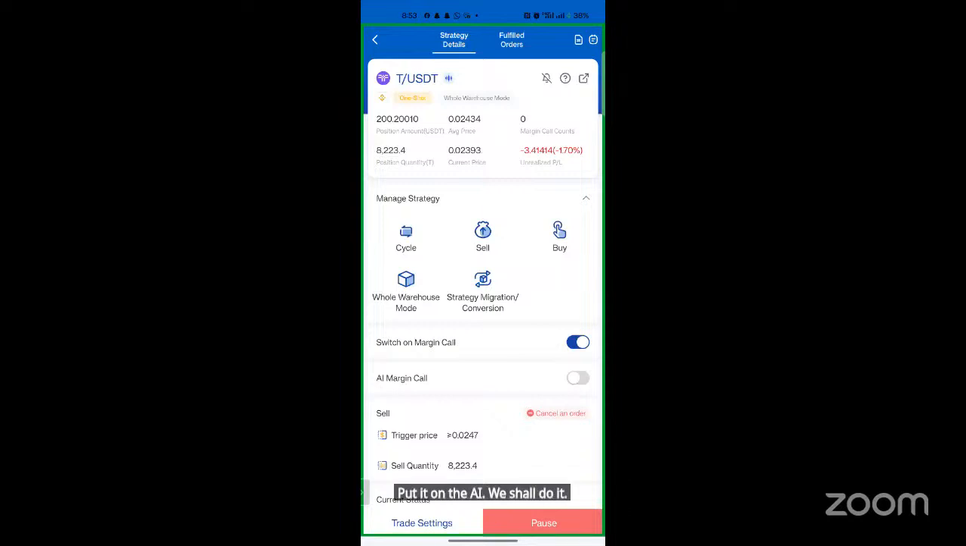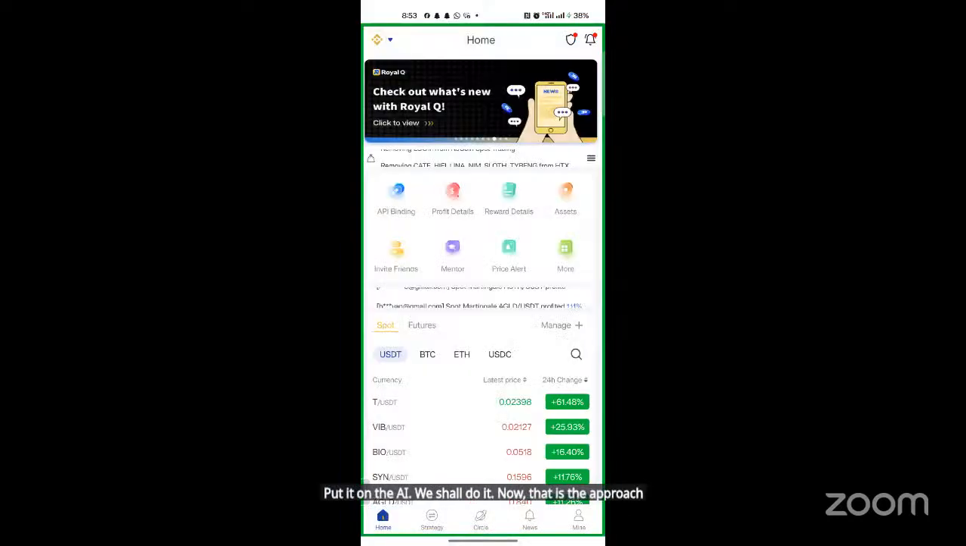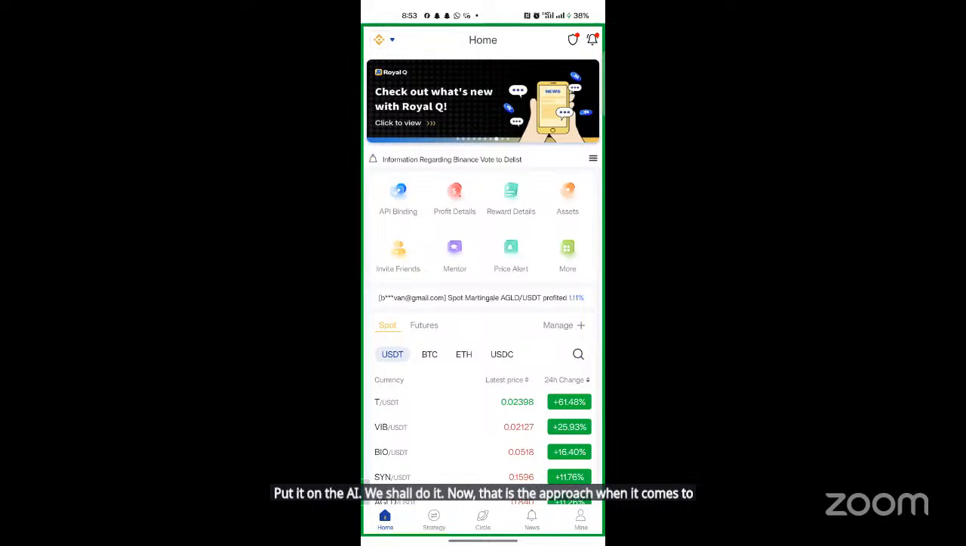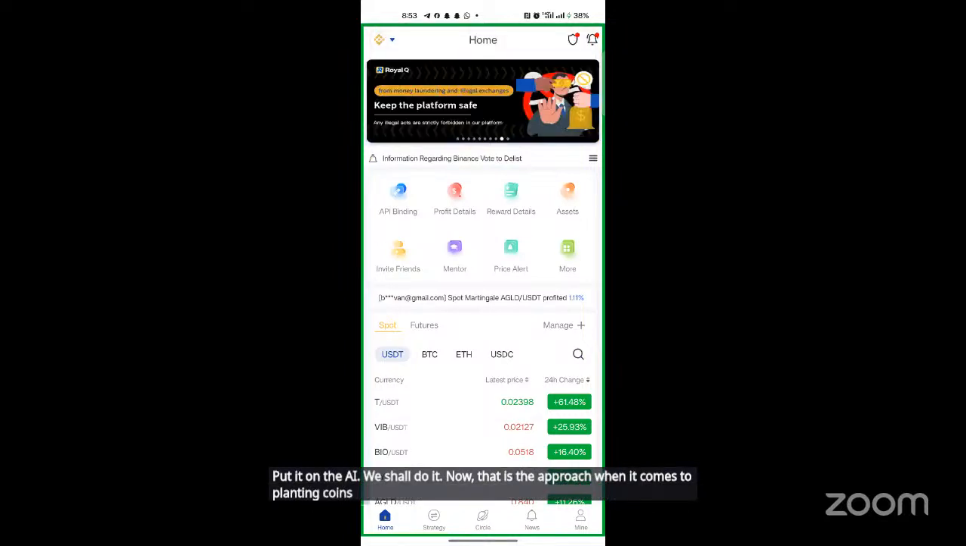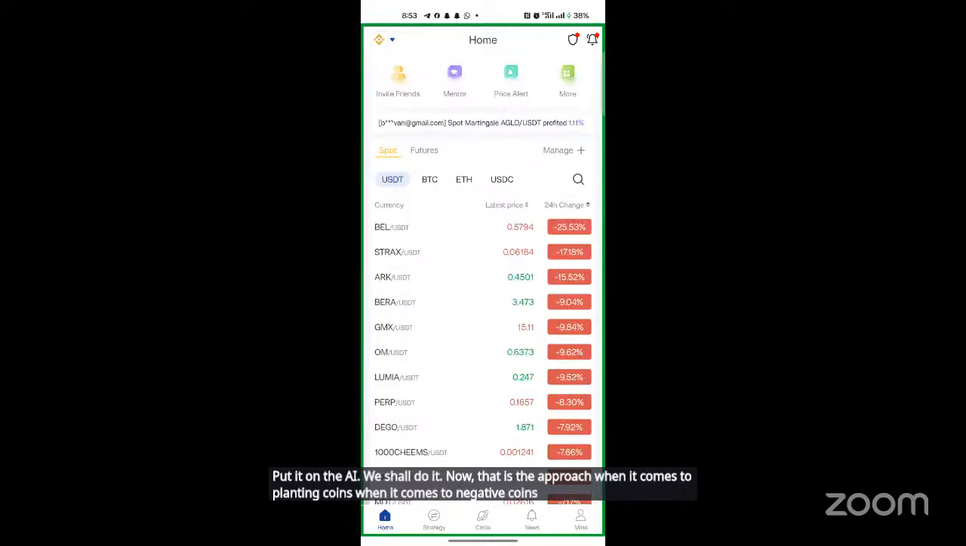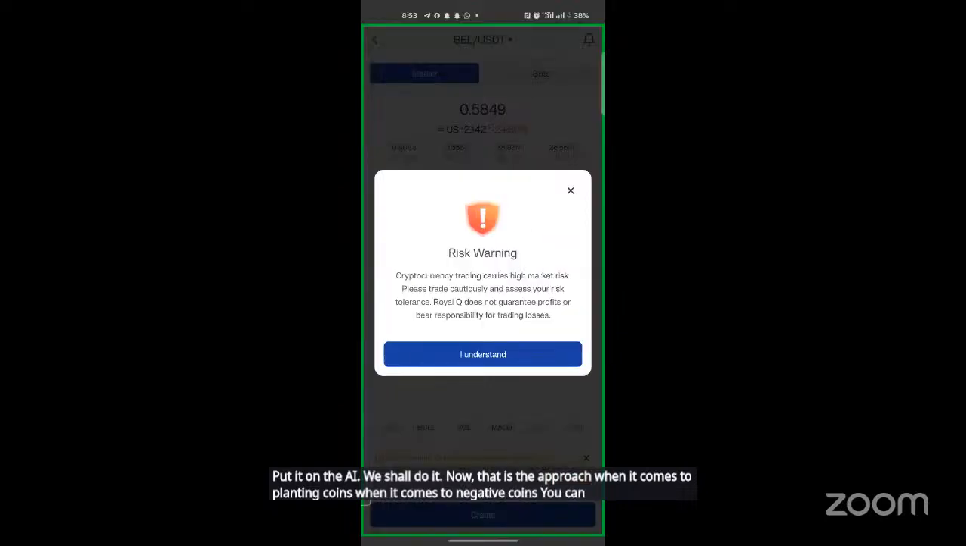Now, that is the approach when it comes to pumping coins. When it comes to negative coins, you can always also find opportunity.